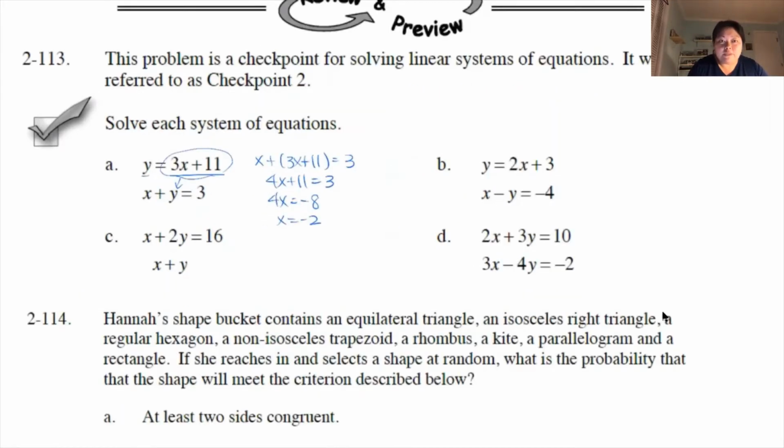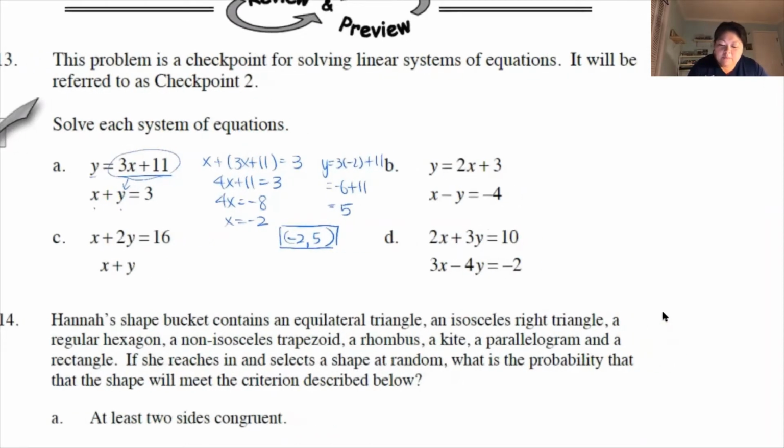Once you have x equals negative 2, now you plug it into the very first equation, and you get y equals 3 times negative 2 plus 1, which is negative 6 plus 1, which gives me negative 5. So my coordinate is negative 2, negative 5. Let's check it with the second equation. Negative 2 plus negative 5... Beautiful. So that is my answer.